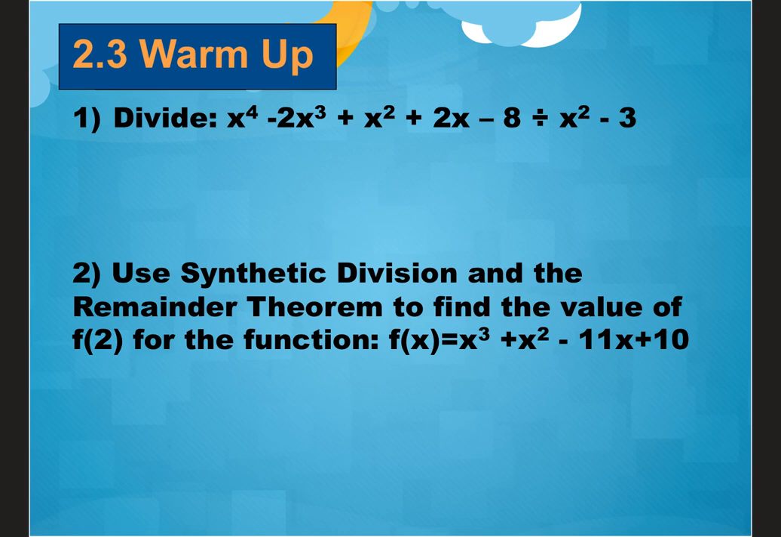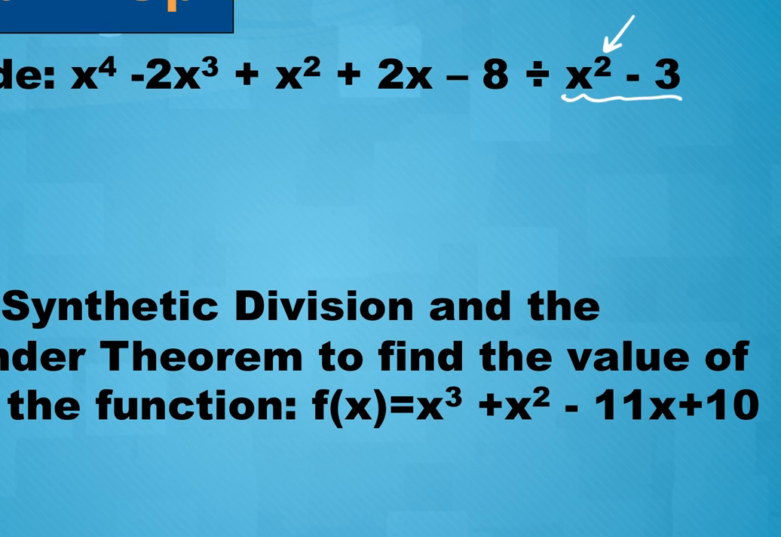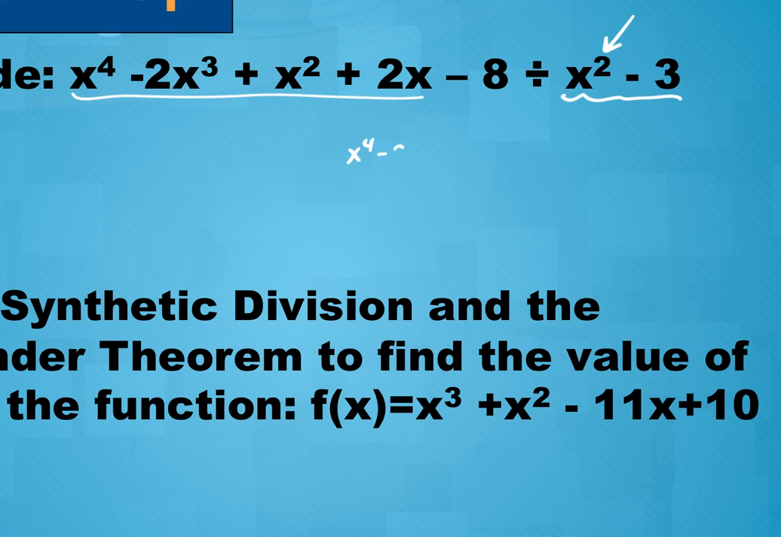All right, here's the solutions for the 2.3 warm-up. So number 1 says to divide the polynomials. Because this has an exponent that is bigger than 1, we cannot use synthetic division, so we're going to use long division. So first I'm going to write the dividend, so x to the 4th minus 2x to the 3rd plus x squared plus 2x minus 8. If there were terms missing, I would have included them, but there's not this time.